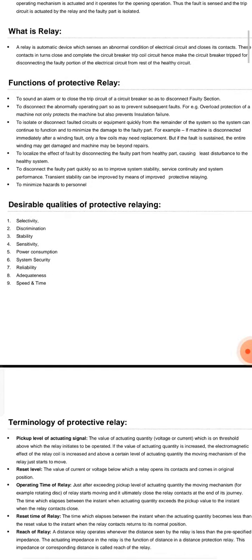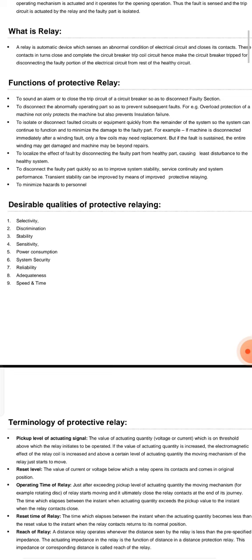Terminology of protective relay. Pickup and pickup level of actuating signal. The value of the actuating current or voltage above which the relay starts to operate. If the actuating quantity is increased, the electromagnetic effect of the relay coil is increased, and above a certain level of actuating quantity, the moving mechanism of the relay just starts to move. The reset level is the value of current or voltage below which the relay opens its contacts and comes back to the original position.